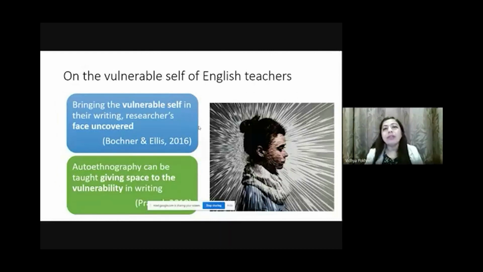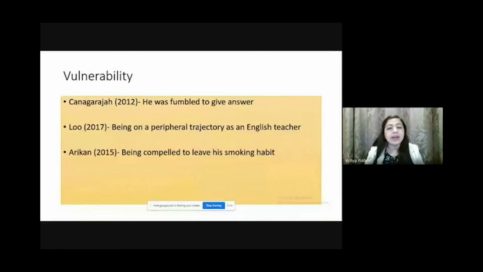And on the vulnerable self of English teachers, autoethnography is also a kind of writing where researchers can uncover their own face. They can bring their vulnerable self, and then it can be taught, giving space to the vulnerability in writing. So in my study, Kanagraza 2012 brings the vulnerability, and he actually expresses that he fumbled to give an answer to the foreign trainer when he was asked about the method of teaching in the ELT classroom.